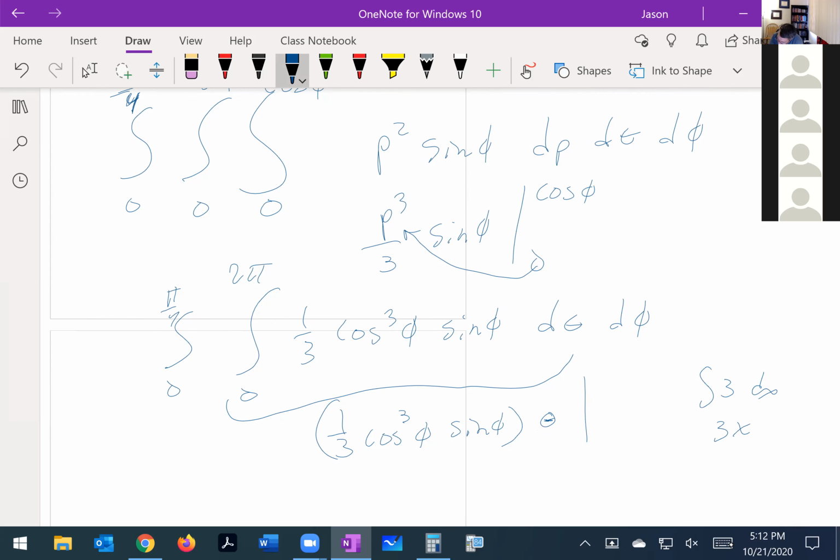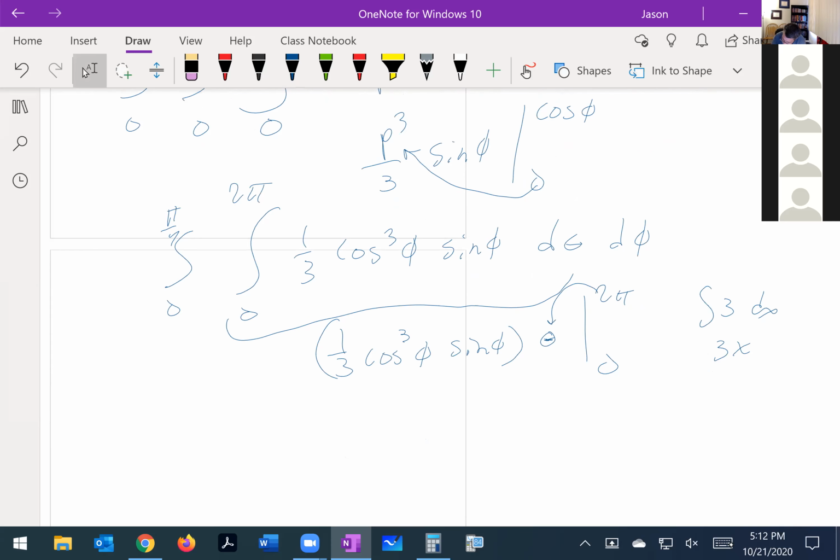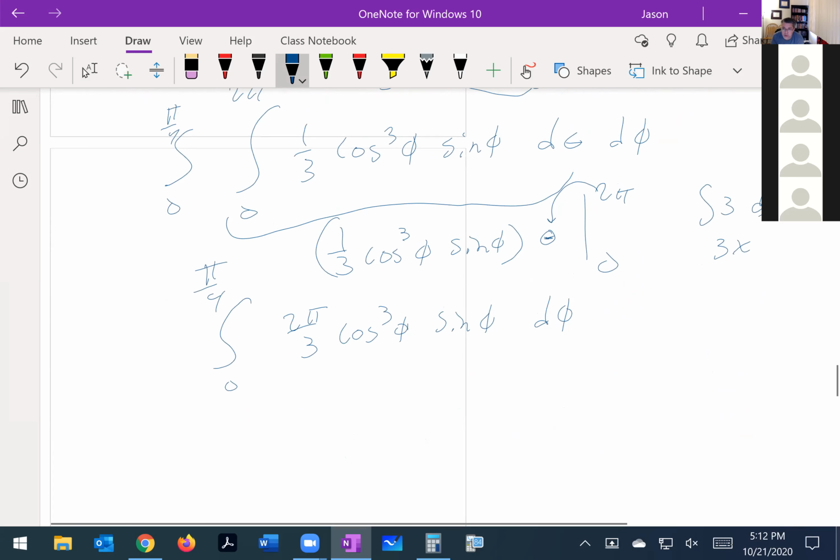Okay, and then put in 0 and 2 pi. Well, what are we doing? We're just going to put in 2 pi here. That's going to be 2 pi times this whole thing. Plug in 0. We're just going to get 0. So what's the net effect? The net effect of this is that all we did was really multiply by 2 pi. So this is 2 pi over 3 cosine cubed phi sine phi d phi, and this is 0 to pi over 4. Now we have to just integrate this with respect to phi.